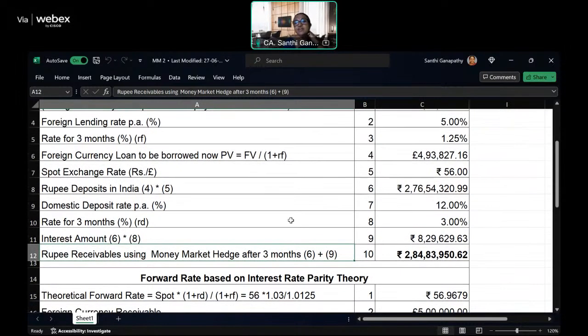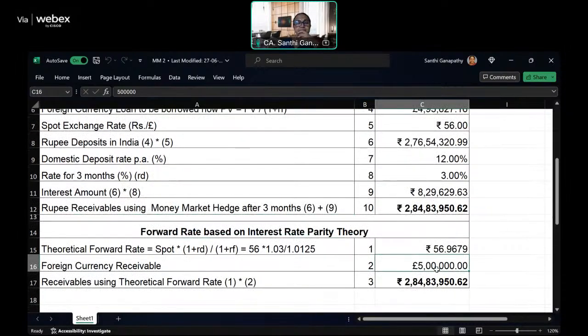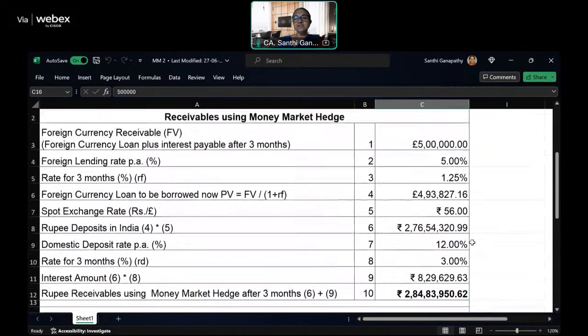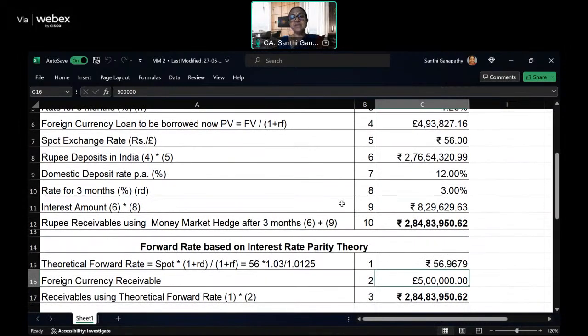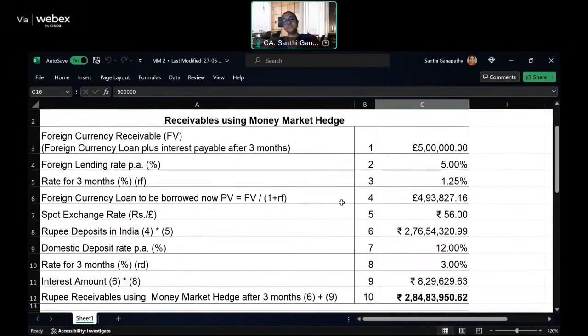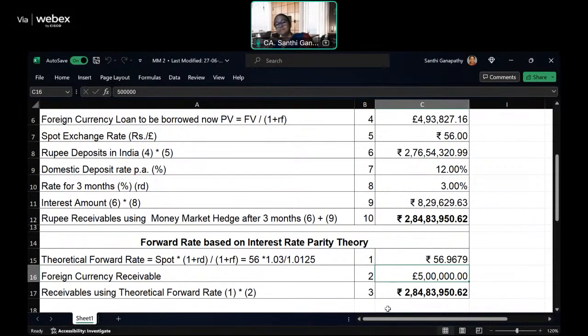Alternatively, what we could have done is we could have taken the theoretical forward rate, multiplied by the foreign currency receivable. That will give you the receivables using the theoretical forward rate. Now this you can use only for verification. If you get a problem or an MCQ, you can try this. But if you get a descriptive, full length question, for 5 marks, 8 marks and all, solve like this. But if an MCQ asks how much it will be, you can use this.